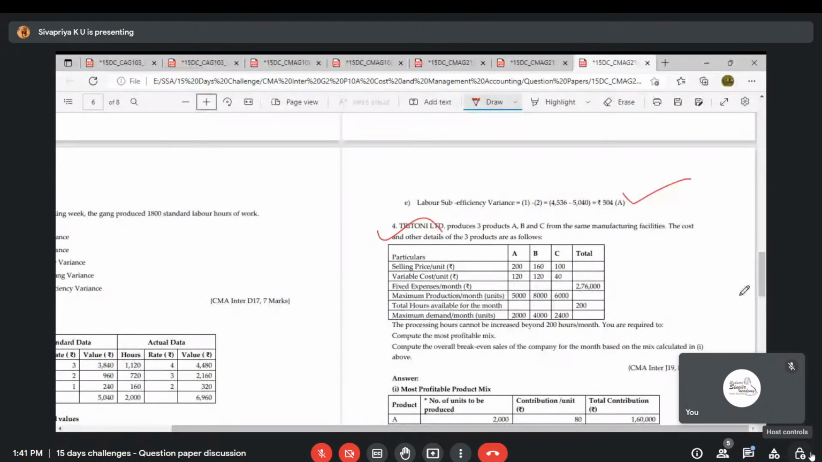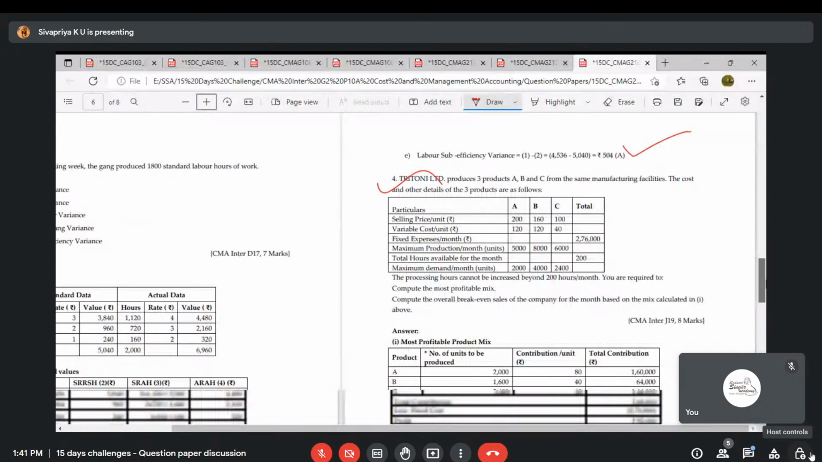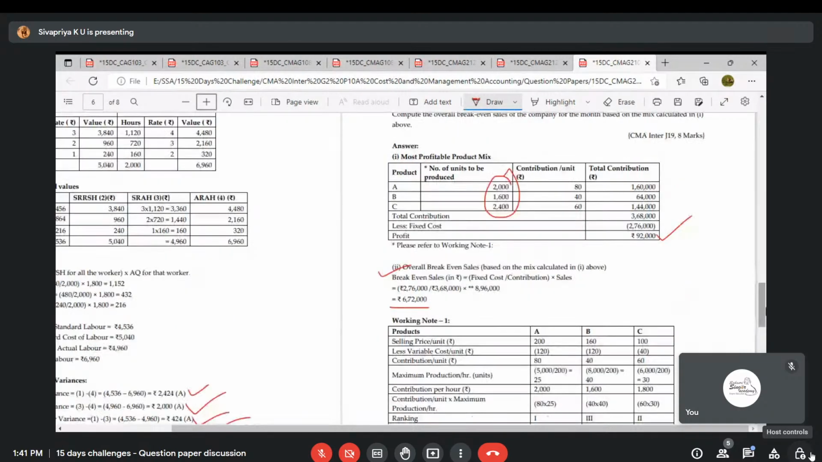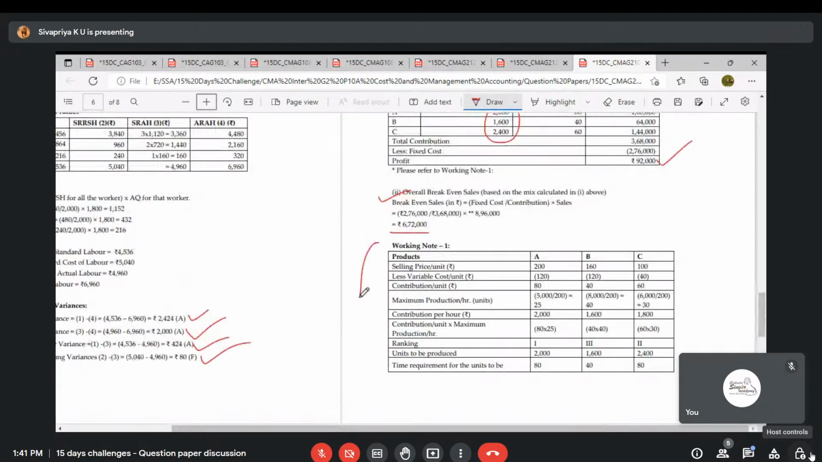We have to calculate the most profitable mix. The answer is 92,000. And the overall break-even point is 6,72,000. The answer is in terms of units: 2,000 of A, 1,600 of B and 2,400 of C. The working notes are based on the contribution.